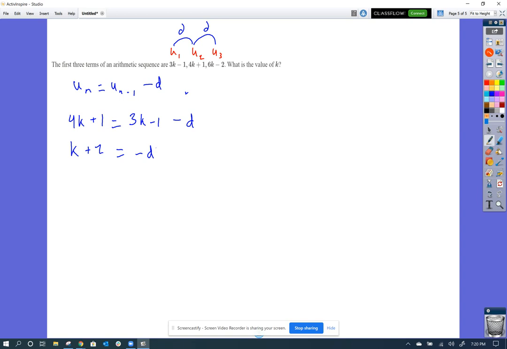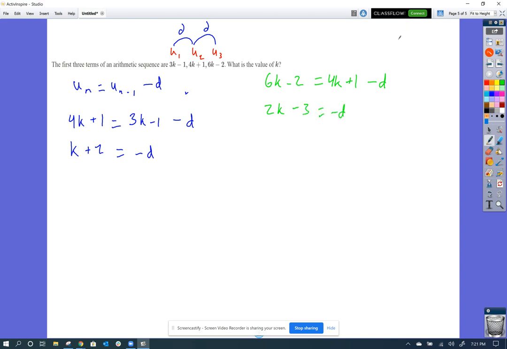All right. Well, now I've got 2 variables. However, I do have my u2 and my u3, so I'm going to do this again on the other side. So we have 6k minus 2 equals 4k plus 1 minus d. All right, so that's the u sub 3 equals the u sub 2 minus d. And then I'll use some algebra to solve this too. So that'll be 2k, subtract the 1 over, minus 3 equals minus d.